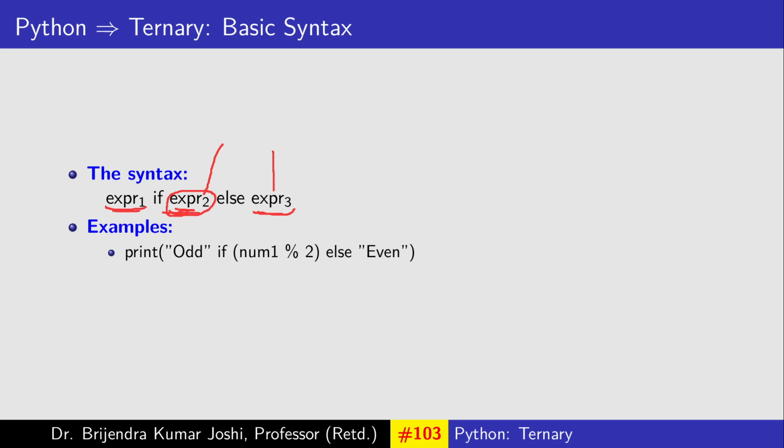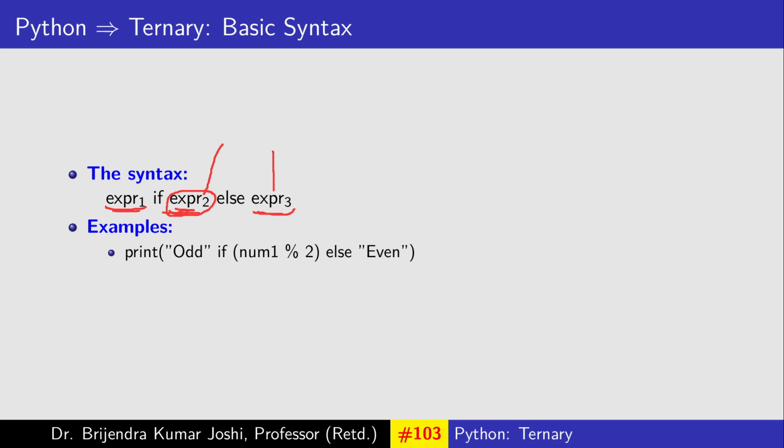So simple, it replaces this. When we read it, it does not appear to be like the ternary operator of C or C++, but it is equivalent to that operator itself.